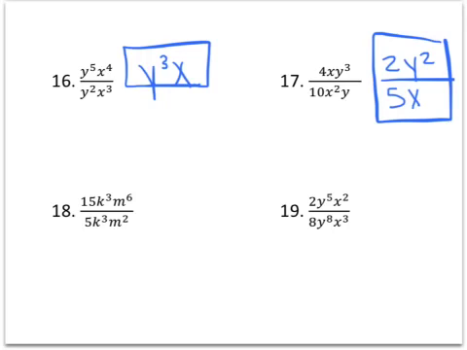Anybody think they can do 18 for me? Alex? Right. That gives you 3. K to the 3rds cancel each other out. M to the 6th and m squared gives you m to the 4th in the numerator.